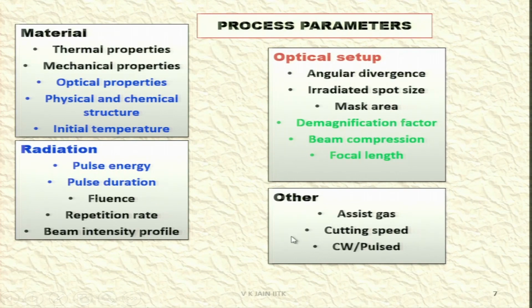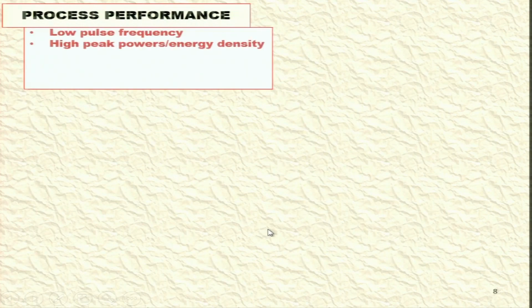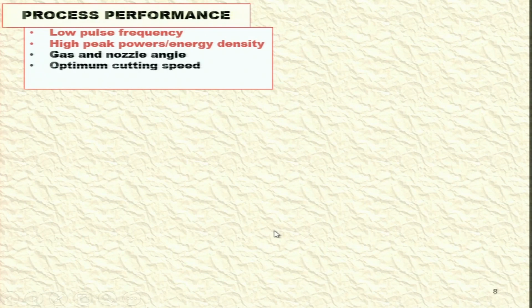continuous wave or pulsed wave power supply, which one you are using, that also affects the performance of the process. Low pulse frequency, high peak power or high peak energy density, gas and nozzle angle, optimum cutting speed, high pulse width, all of them affect the process performance in some form or other.